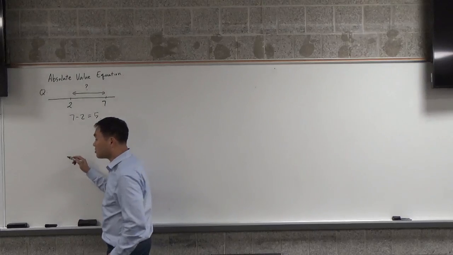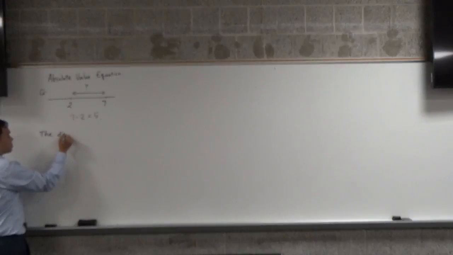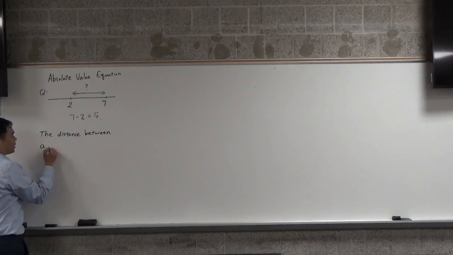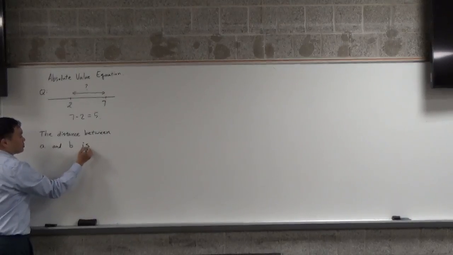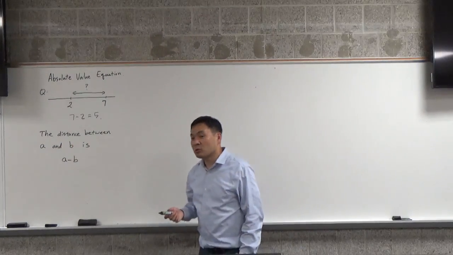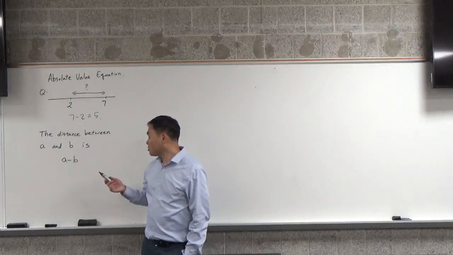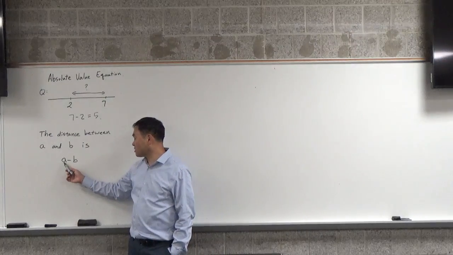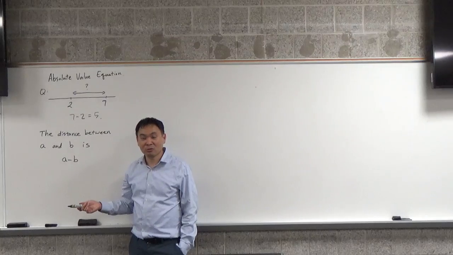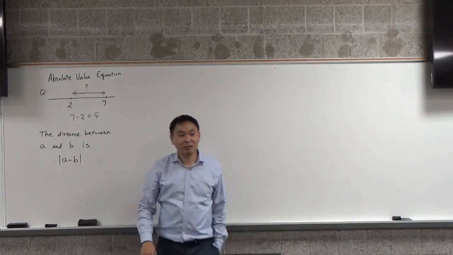Now, in general, here's what happens. The distance between A and B is A minus B, right? That's what we just observed, except there's a catch. We never let distance be negative. Distance in physics is supposed to be always a positive value. So if this gives you a minus value, for example, if we did 2 minus 7, it gives you negative 5, right? How do you convert it back to the positive value? Absolute value. Absolute value, that's what we were looking at, right? So if you take the absolute value of A minus B, then that gives you the distance.